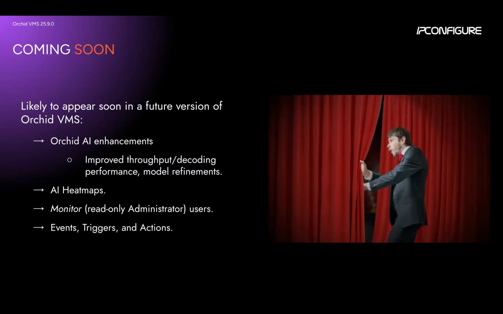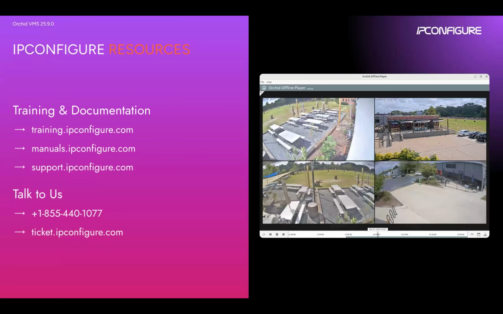And as I mentioned, events, triggers, and actions, the ability to automate all of those results that the Orchid AI search is generating. That's a capability that's going to be available in events, triggers, and actions, and that's something that we continue to work on. It's a big focus for us.